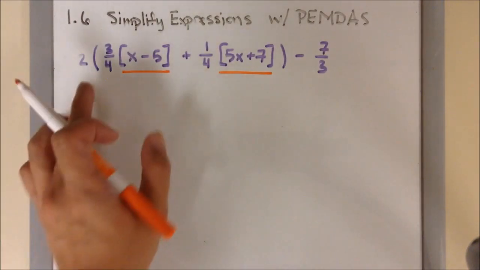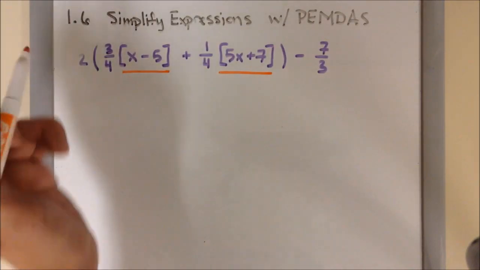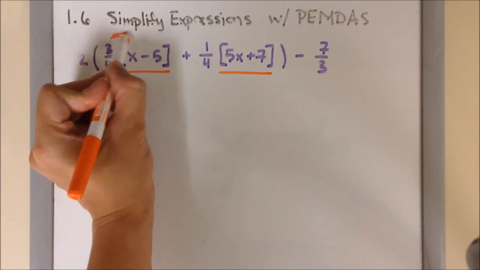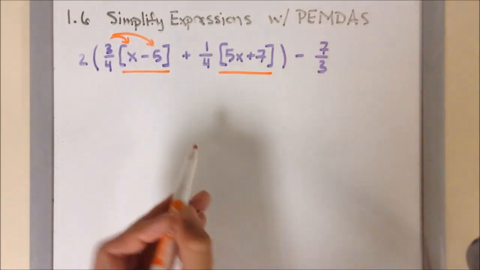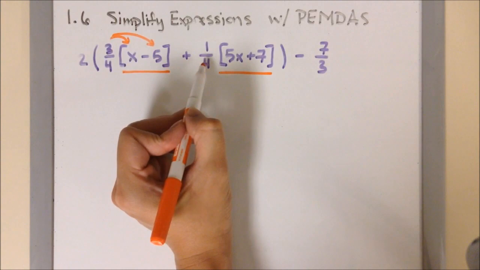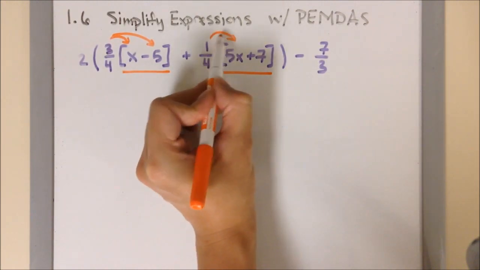So in our first group, we have a 3/4 in front, so I'm going to distribute it to everything inside the bracket in the first group. The second group, I have 1/4, I'm going to distribute to everything inside the second group.